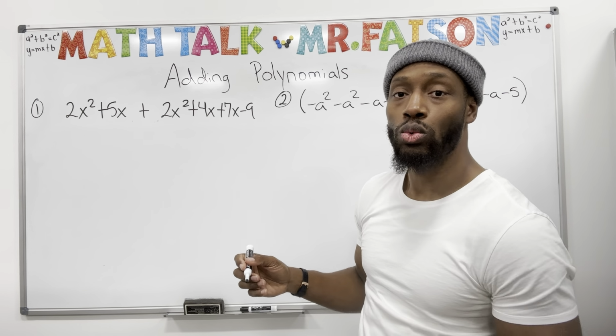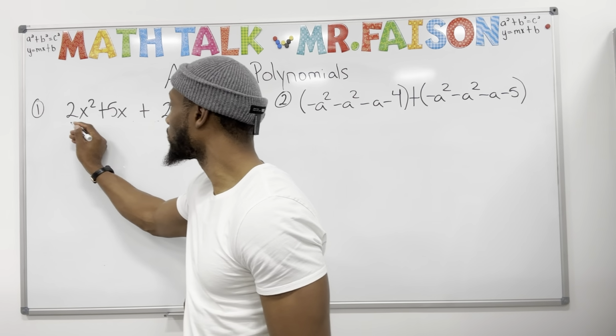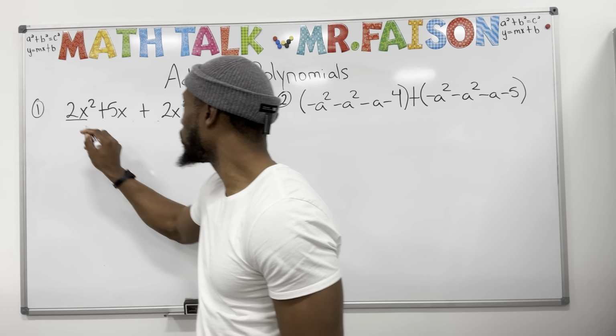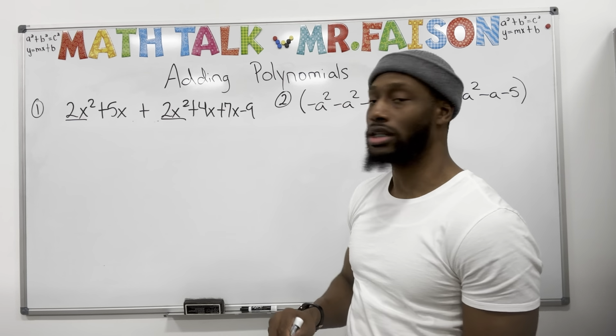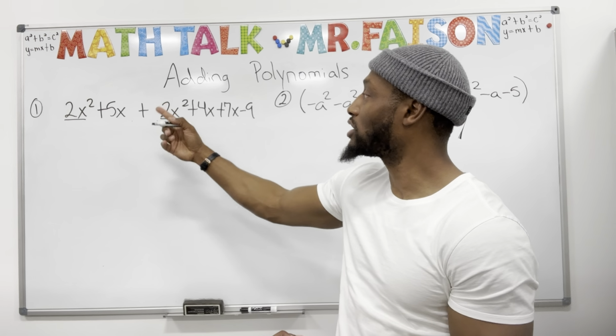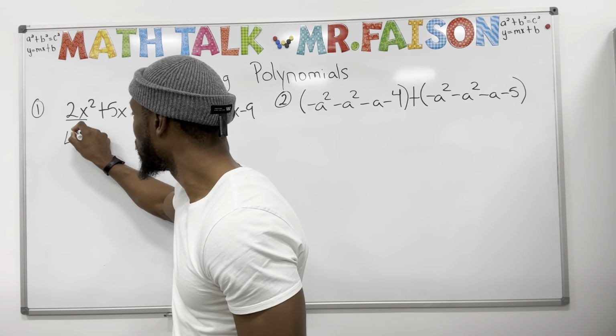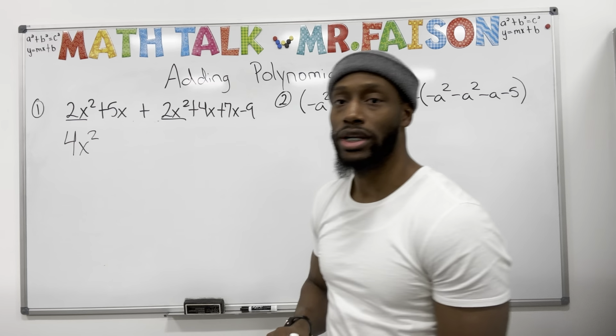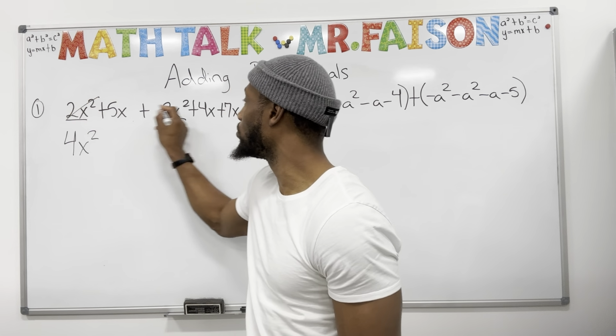So if I look, where are all my x squareds? I have one right there, one right there. That's the only x squareds I have, and I would just combine those two. 2x squared plus 2x squared is 4x squared. All right, I can mark it out because I won't need it no more.